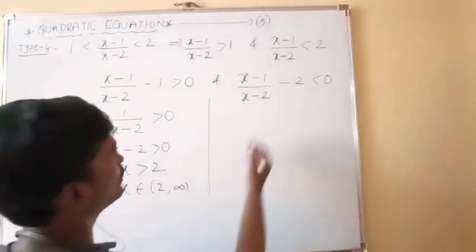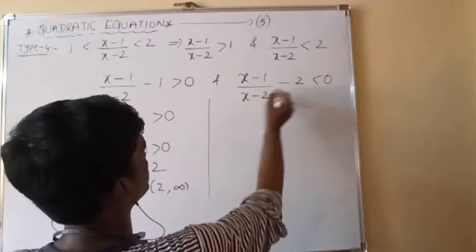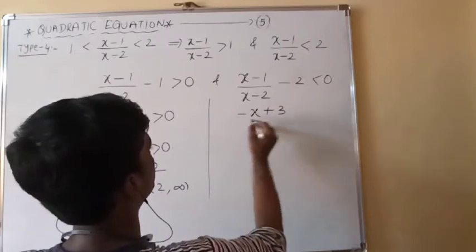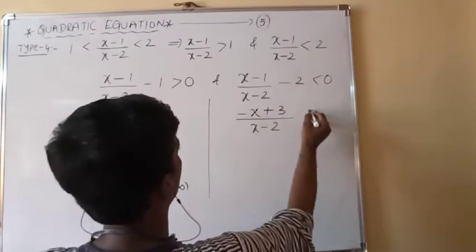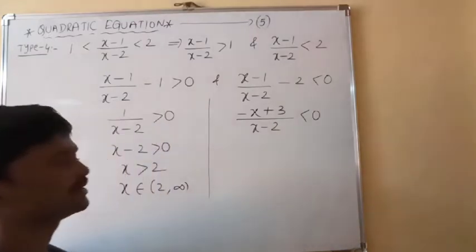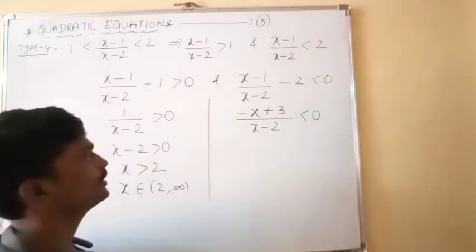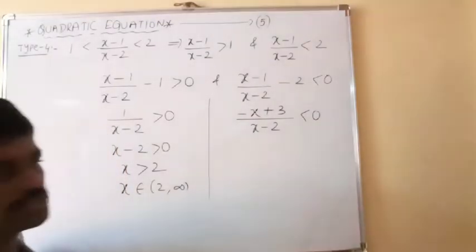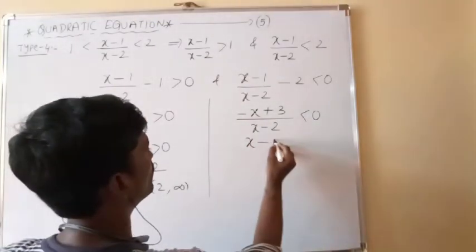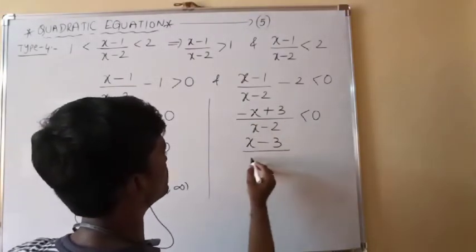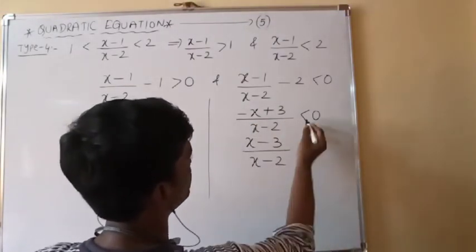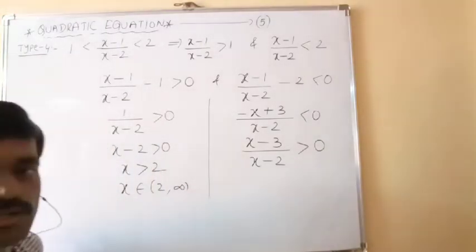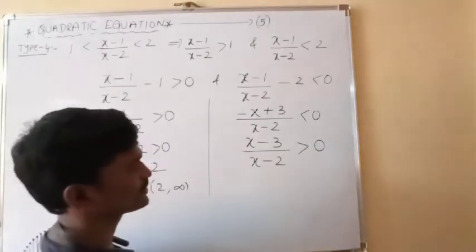Next, here if you take the LCM, directly: x minus 2x is minus x, minus 1 plus 4 is 3, divided by (x minus 2) less than 0. Linear factor by linear factor, first type. Here the x coefficient is negative, make it positive. For that we have to multiply with minus 1. Then the numerator is x minus 3, denominator as it is, and the inequality changes, because I am multiplying both sides by a negative number.